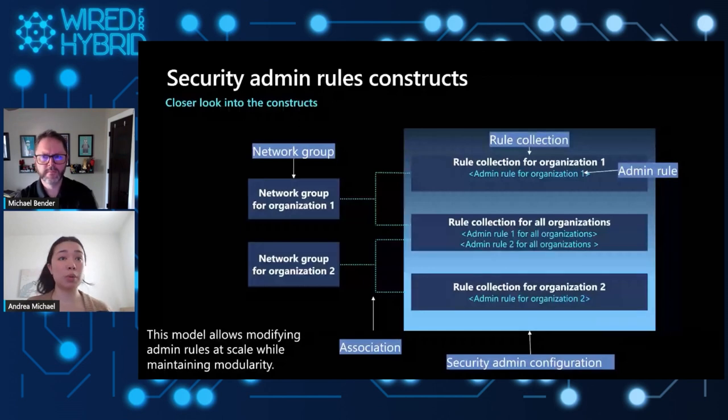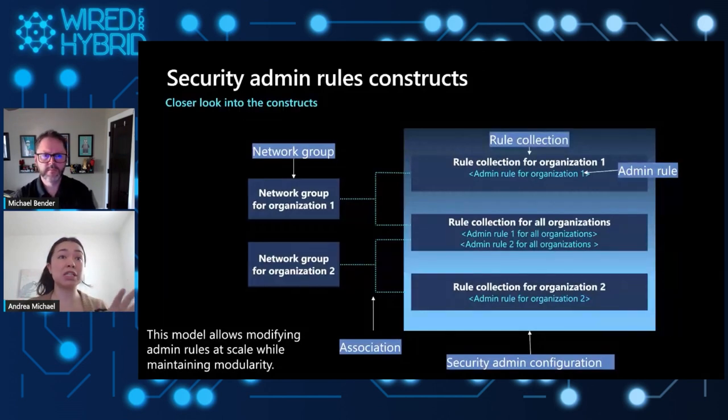So let's say you have your network groups segregating your organization's virtual networks. You have some sub-org one, some sub-org two, all of those VNets under those respective organizations. And at a baseline, you need to have some security admin rules that dictate the security policies across all of the organizations, doesn't matter if it's org one or org two. So you can have a rule collection that targets both organization one and organization two's network groups, but you can still achieve modularity. You can still say, okay, actually for org one, I need more specific security policies. For org two, I need different specific security policies. So then you can define other rule collections.